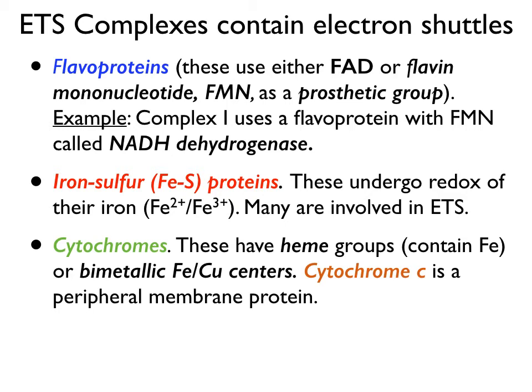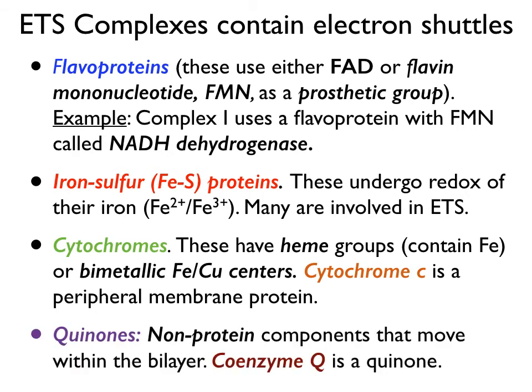Third are cytochromes. These have heme groups. They also contain iron, or they have bimetallic iron-copper centers. Cytochrome C is a great example of this, a very important cytochrome. It's a peripheral membrane protein and is involved in shuttling electrons between complexes, as we'll see. And then finally are quinones. These are non-protein components that move within the bilayer of the inner membrane. Coenzyme Q, a very important electron shuttle, is one of these quinones.